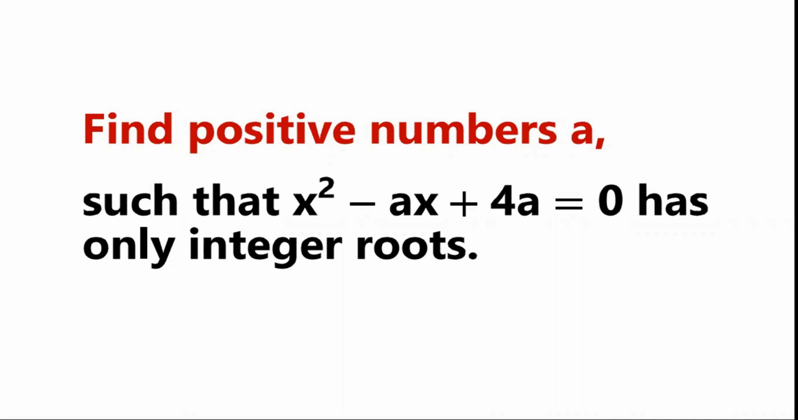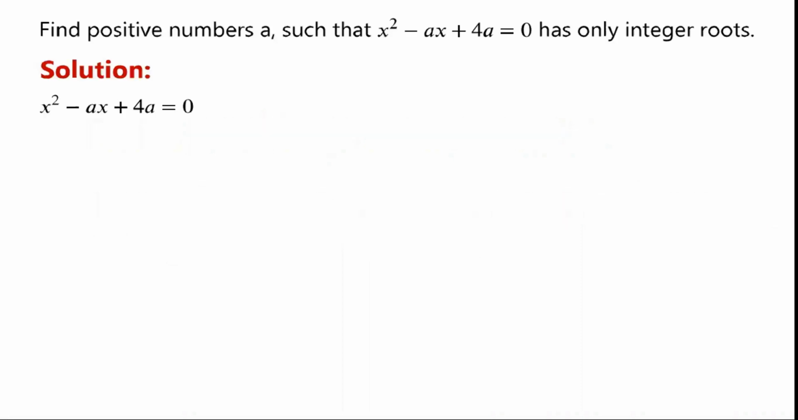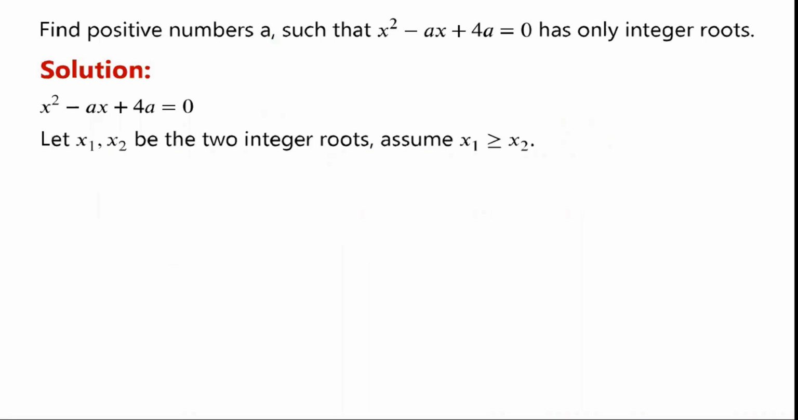Find positive numbers a such that x squared minus ax plus 4a equals 0 has only integer roots. This is the given quadratic equation. We let x1, x2 be the two integer roots. We assume x1 is greater than or equal to x2.